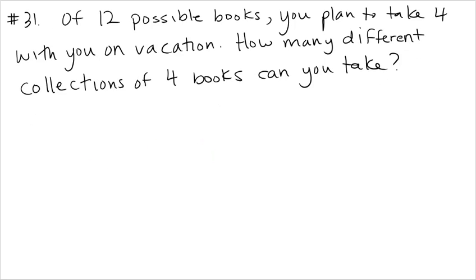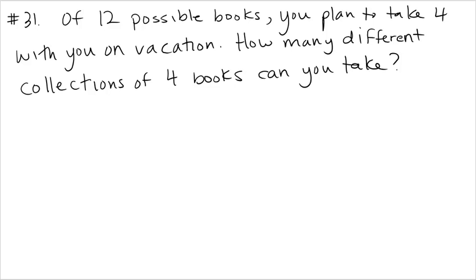Number 31 says, of 12 possible books, you plan to take 4 with you on vacation. How many different collections of 4 books can you take? So why is this a combination? Again, this should be a combination or else I'm not doing a very good job with this video. But why is this a combination and not a permutation or a fundamental counting principle problem? It's because the order in which you grab the books doesn't matter, right?